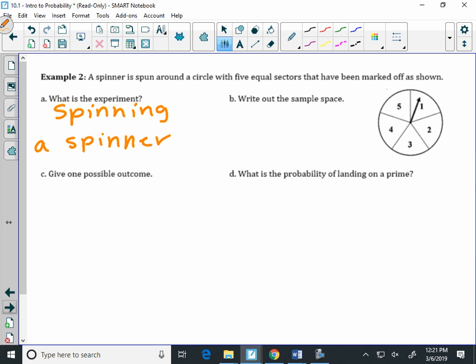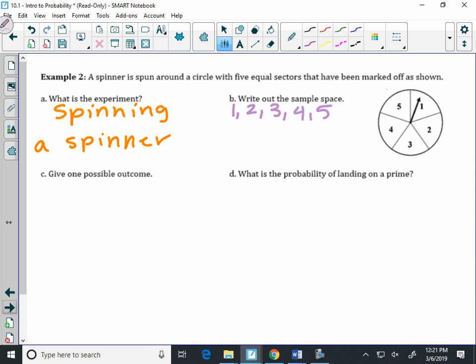So write out the sample space. And again, sample space is all the possible outcomes. Well, what are all my outcomes? What could the spinner land on? It could land on 1, right? What else could it land on? 2. It could land on a 3. It can land on 4. It can land on 5. Can it land on 6? No. So is 6 going to be in our sample space? No. It can't be. It's not a possible outcome. There's no 6 on that board.